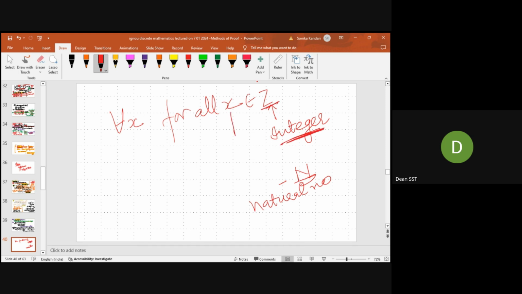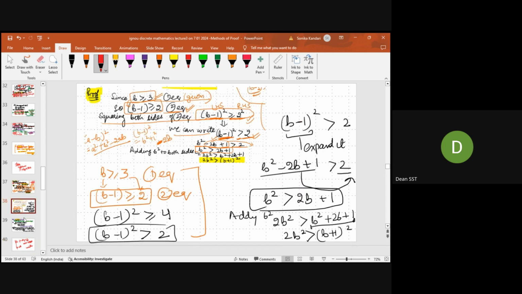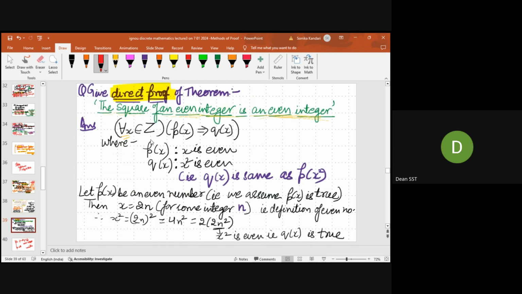It means x. What is x? x is a variable. This is for all. So for all x belonging to integers. Now is it clear? Yes. For all x belonging to integers.